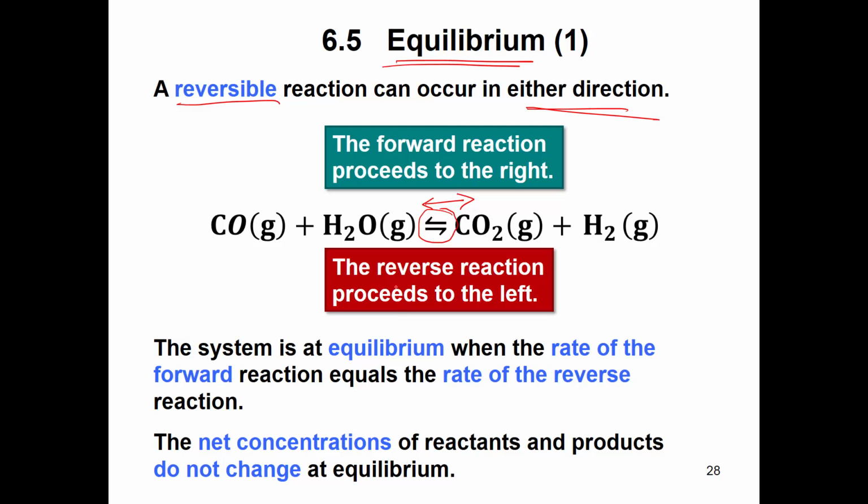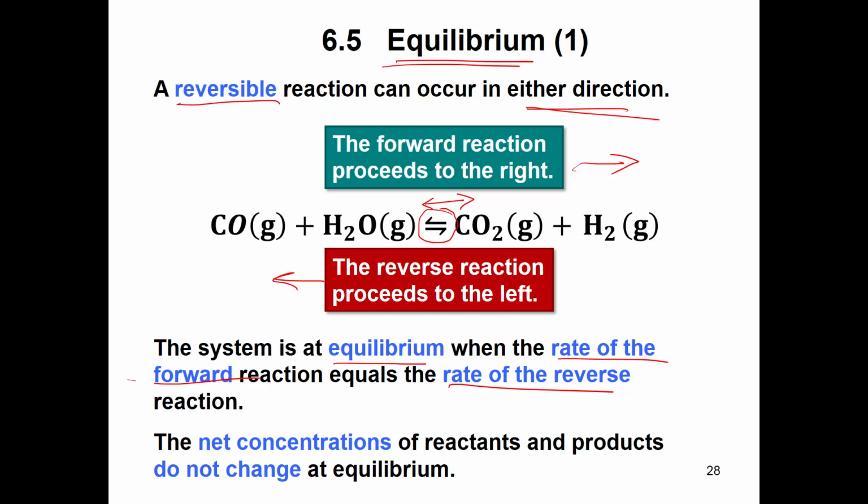And so the forward reaction goes to the right, and then the reverse reaction goes back to the left. And when it's at equilibrium, the rate of the forward reaction is the same as the rate of the reverse reaction. So they're still going back and forth, but they're doing it at the same speed, basically.